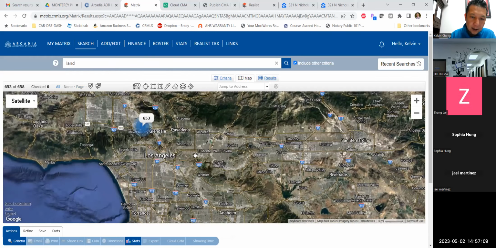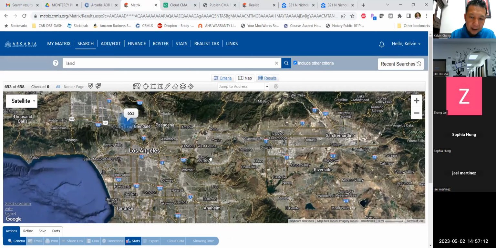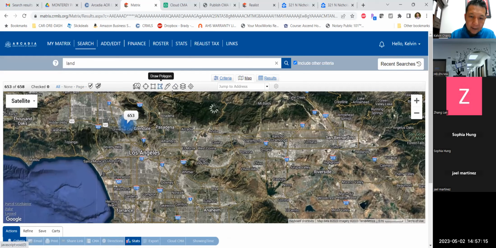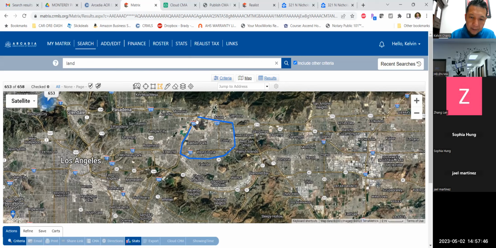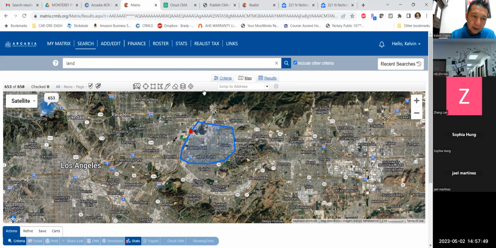So I'm going to jump into Los Angeles County, and let's just say I'm pricing land. Does anyone have any land you want me to help you price? Okay, if not, let's do the Baldwin Park and Covina area under the 210 freeway. Now I can price land in this region of town and see what's going to pop up.